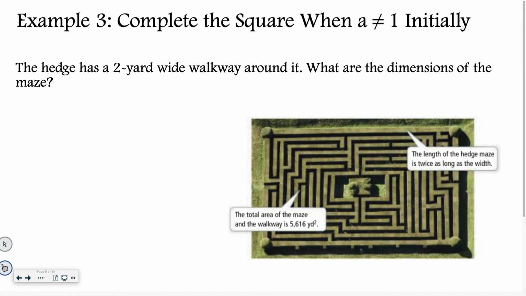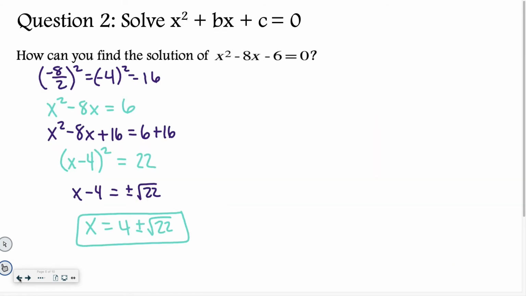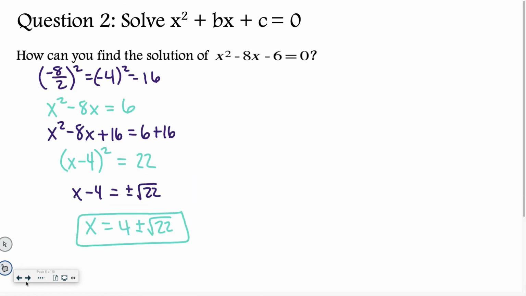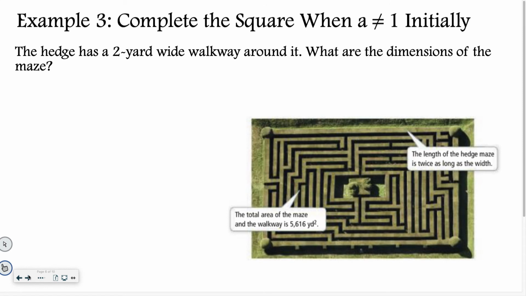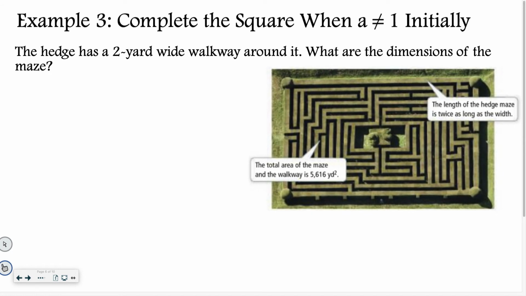Let's practice completing the square when a does not equal 1 initially. So if you look at those last two examples, a is the number in front of x squared. So you can see there's no number listed in front of x squared. That means it's a 1. And in this example, again, there was no number in front of the x squared. It was just a 1. So now we're going to practice what happens when it's not a 1 in front of our x squared.